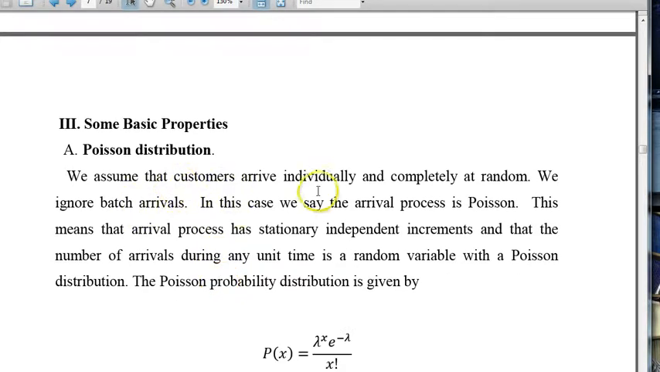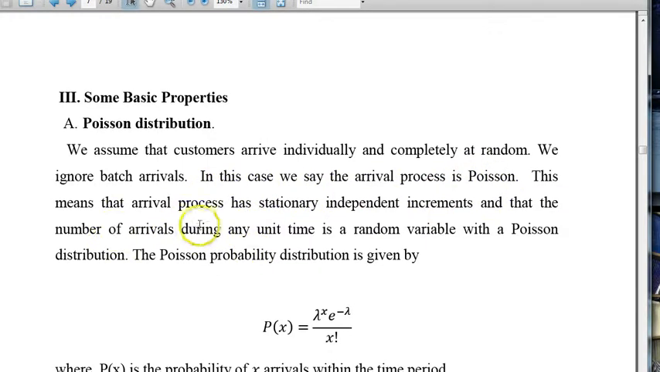So here we assume that customers arrive individually and completely at random. This is what happens when customers arrive at random, don't coordinate with each other like at a bank teller. They don't arrive in batches. So we expect in this case that the arrival process is called Poisson. This means the arrival process has stationary independent increments.